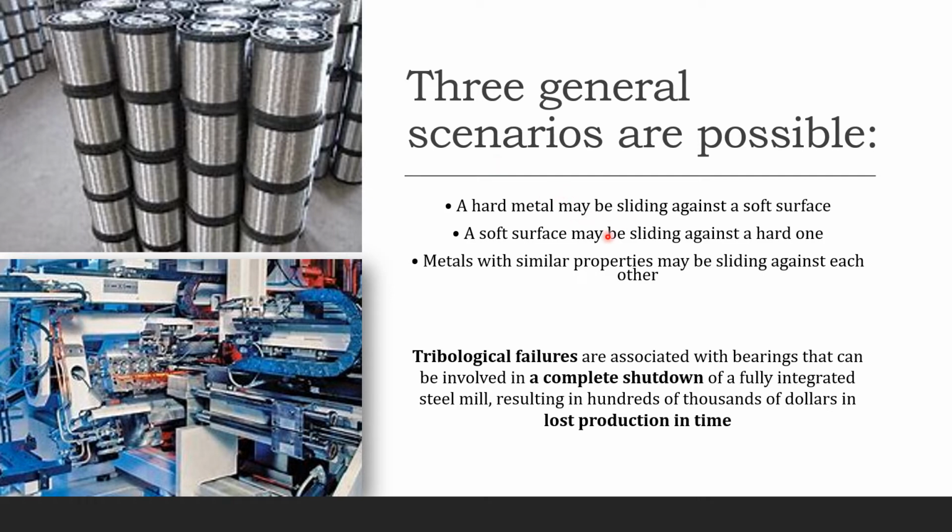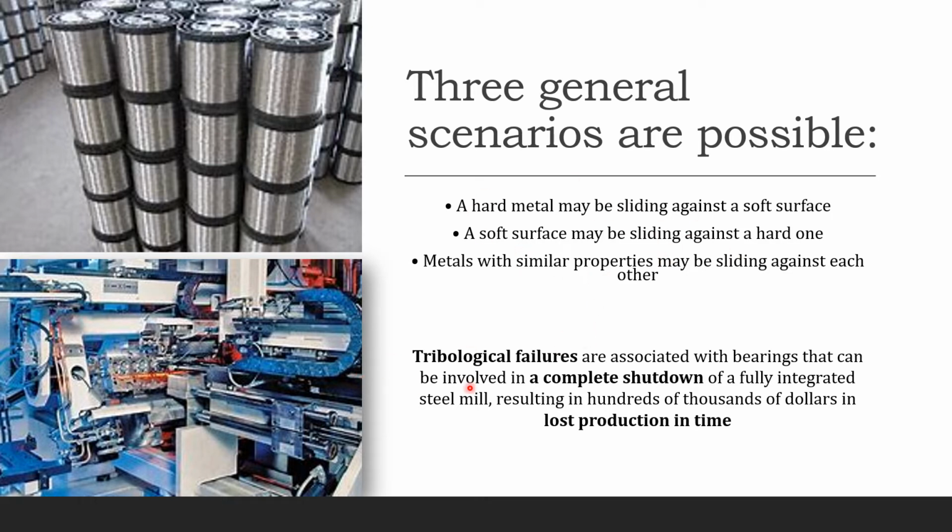Okay, so three general scenarios. Number one, a hard metal may be sliding against a soft surface, but they still create friction, therefore we study Tribology. A soft surface may be sliding against a hard one, therefore we get friction, so we study Tribology. Metals with similar properties may be sliding against each other, so we study Tribology because there is friction between these surfaces.